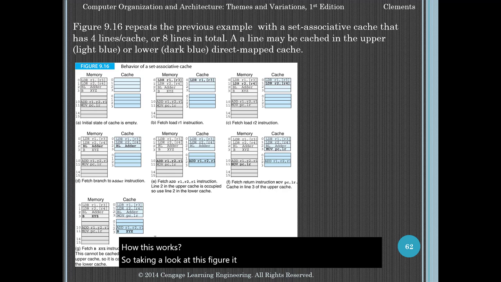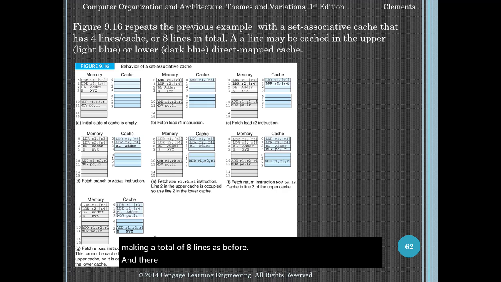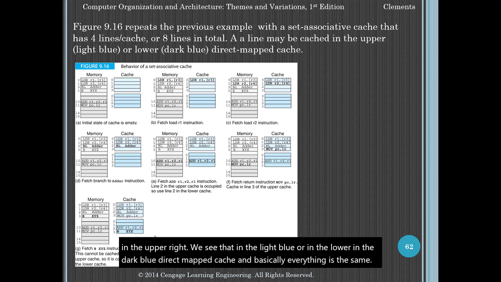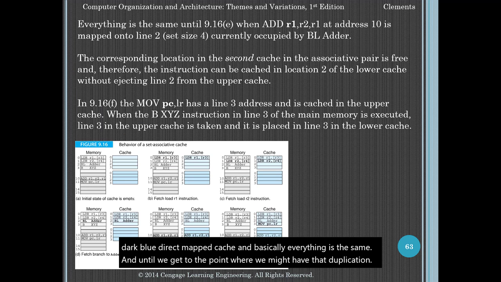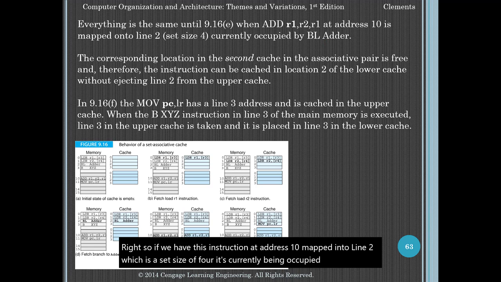Taking a look at this figure, it repeats the previous example from our direct mapped cache, and everything is the same except that the direct mapped cache only has 4 lines. There are 2 caches making a total of 8 lines as before, and there is a 2-way set associative cache where a line may be cached in the upper, which we see in the light blue, or in the lower, in the dark blue, direct mapped cache. Everything is the same until we get to the point where we might have that duplication. So here's what happens. If we have this instruction at address 10, mapped into line 2, which is a set size of 4, it's currently being occupied by this instruction. We can see that the corresponding location in the second cache in the associative pair is free, and therefore the instruction can be cached in location 2 of the lower cache without ejecting line 2 from the upper cache.